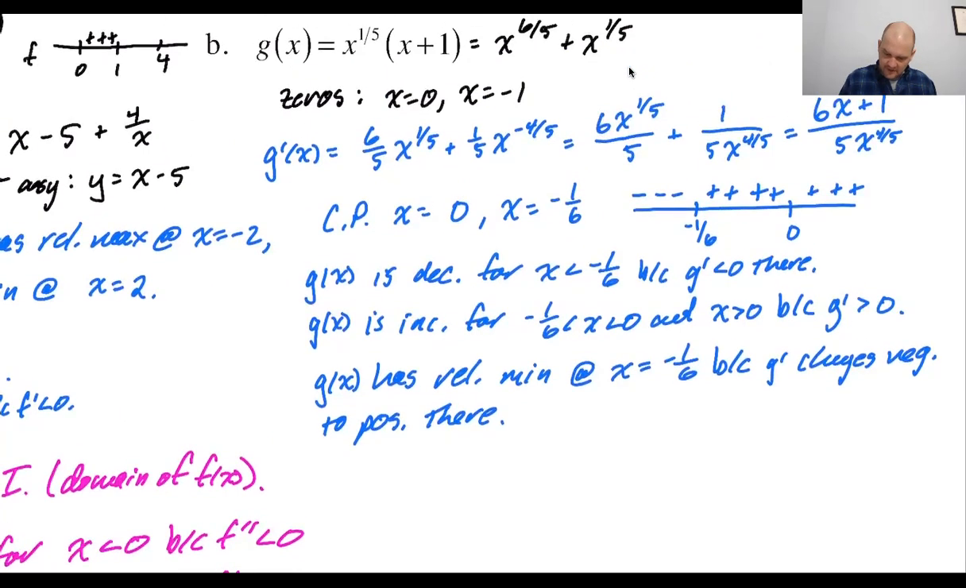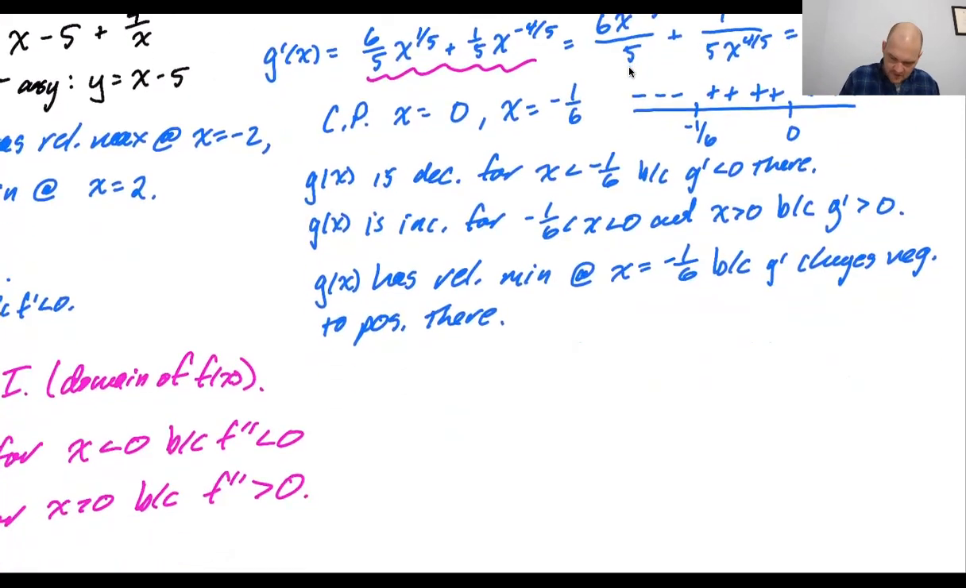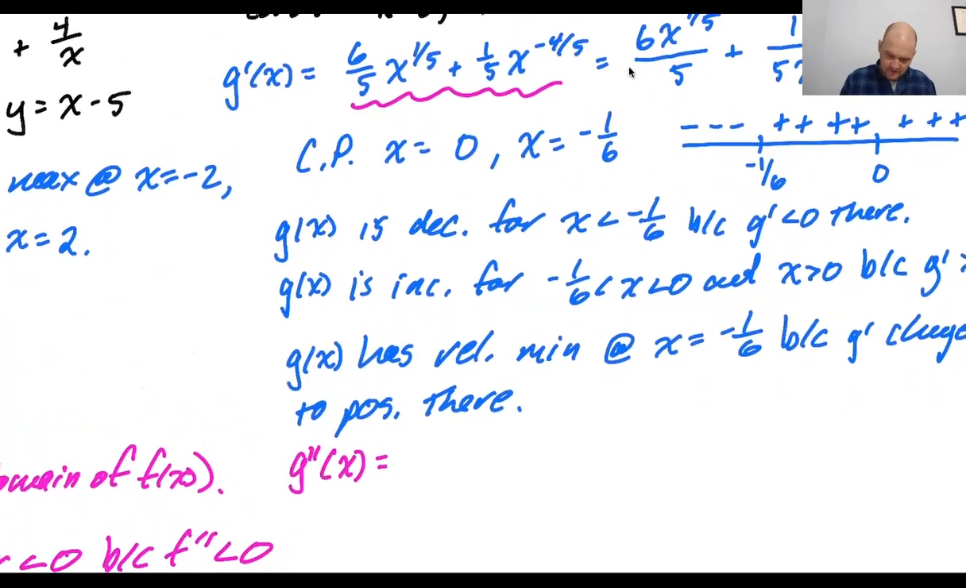For g double prime, I'm going to go back here and power rule that, because I do not want to use the quotient rule on the final result. So I'm going back there. Problem is I need to see that, and I'm really close to the bottom here. G double prime of x is, all right, 6 over 25 x to the negative 4/5, and then minus 4 over 25 x to the negative 9/5.